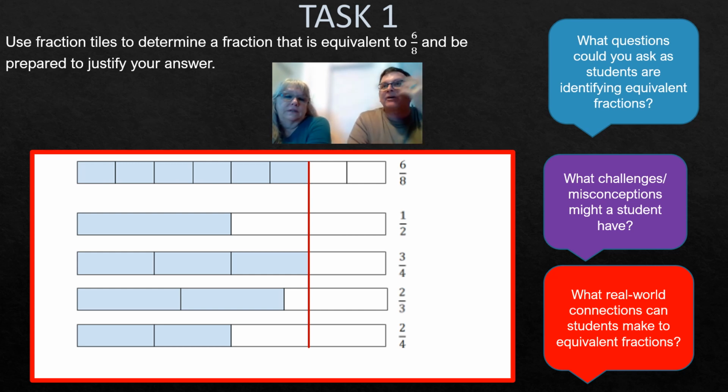I have to be able to make smaller pieces. Yeah. And that helps them to understand too that as I have more pieces to make the whole, what is happening to the size of the piece, which is actually in a previous unit, but you still take that knowledge and apply it here as well with equivalency. All right.